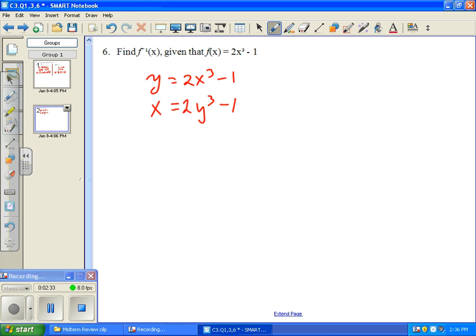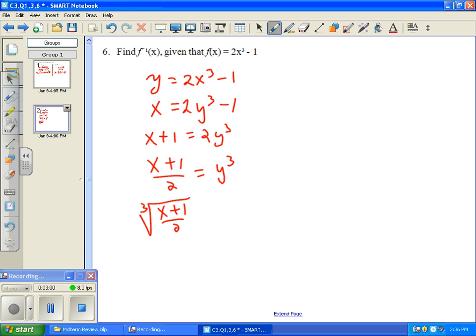So the first thing we need to do is add 1 to both sides. So now we're going to divide by 2. So we have x plus 1 over 2 equals y cubed. And now to get just to the y, we need to take the cube root of both sides. And that's equal to the inverse. So we're finished.